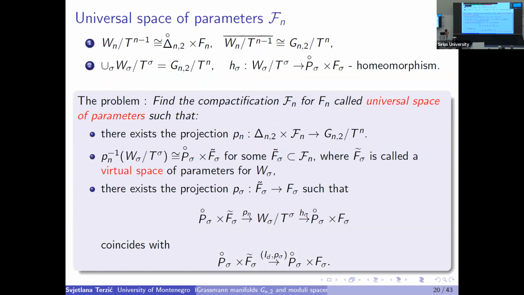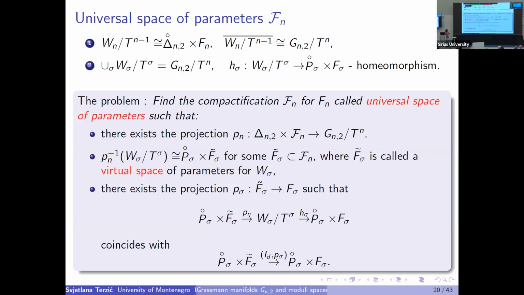And now, what was our goal? So we have the main stratum, which I already said is homeomorphic to this product. The main stratum is contained in Gn2, so its orbit space is contained in the orbit space of the Grassmannian Gn2. So the closure of this orbit space of the main stratum is the orbit space of Gn2. On the other hand, we have a stratification of Gn2, so we have a stratification of this orbit space, and this piece is homeomorphic to this product.